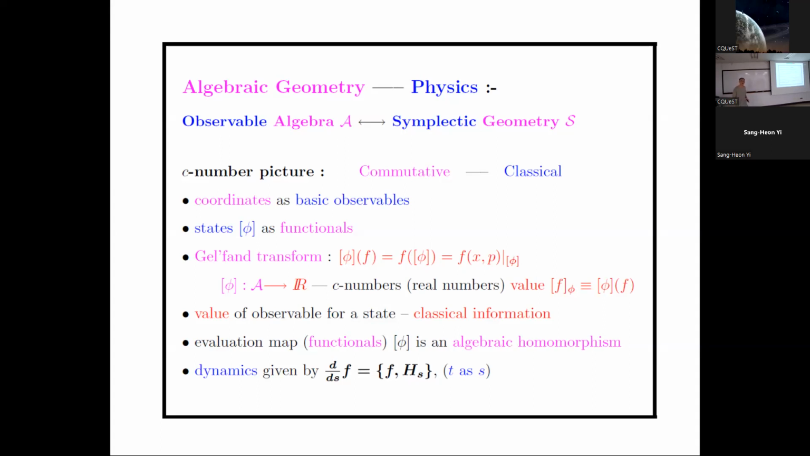Now, the one-to-one correspondence is easy to appreciate. It's just two sides of the same picture. In fact, pretty soon we'll realize one can call it exactly what? The Heisenberg picture and the Schrödinger picture in the quantum mechanical language. Here we're sticking with the C-number picture, the commutative case, of course, classical physics. We have the canonical coordinates, position and momentum, as basic observables. All the other observables can be seen essentially as functions of the basic observables.